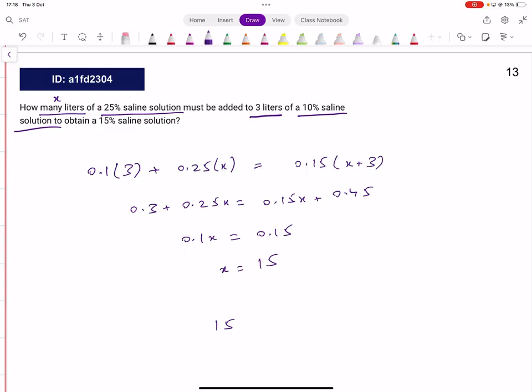Is this correct? Can somebody check the working as well? 0.45 minus that, 0.15, 0.15. No, this should be 1.5. We need to add 1.5 liters of this solution to get a 15% saline solution in total.